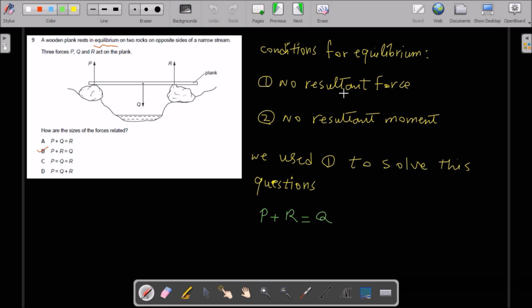Question number 9. A wooden plank rests in equilibrium. So you know that when it is in equilibrium, there are two conditions for equilibrium. Number 1, no resultant force. And number 2, no resultant moment. We use number 1 to solve this question. That's why upward forces will be P plus R and downward force will be Q. So P plus R is equal to Q. So B is right.